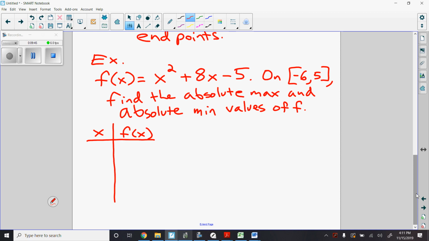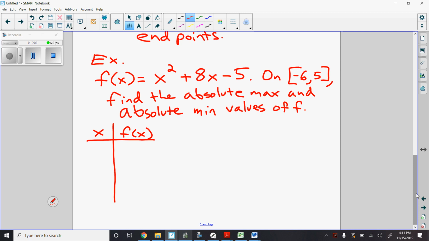There are infinitely many numbers between -6 and 5. Okay? We don't need to test all of them. We only need to test endpoints and critical points because of the extreme value theorem. So the endpoints should be very obvious because they give you the interval -6 to 5.